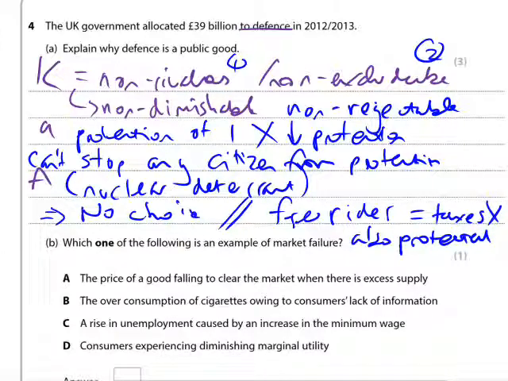Which of the following is an example of a market failure? The price of a good falling to clear the market when there is excess supply. Well, that's the market mechanism working, so it can't be that one. The overconsumption of cigarettes owing to a consumer's lack of information. Well, that's information failure. A rise in unemployment caused by an increase in the minimum wage. That's something that happens. Consumers experience diminishing marginal utility. That's something that happens. So in this case we've got B, which is our information failure.